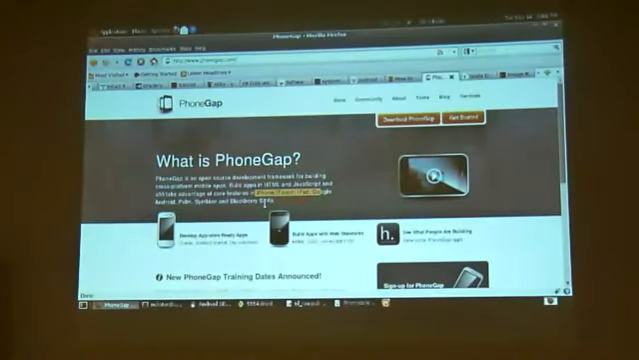And is this really why they called it the web OS? Mm-hmm. It's an operating system made out of HTML.